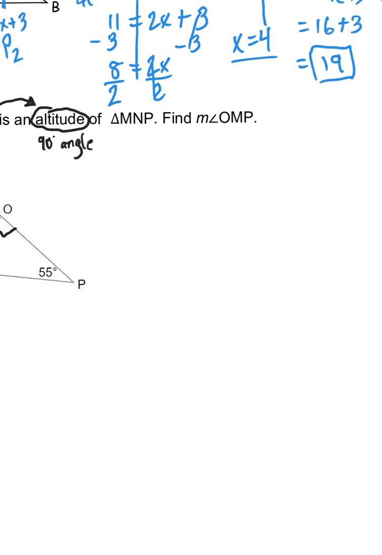Those 2 angles are going to both be 90-degree angles. Find the measure of angle OMP, okay? So we have to identify where OMP is. A lot of us still struggle with identifying where angles go. So if I start at the first letter, the first letter is O, so I'm going to go O to M, M to P.